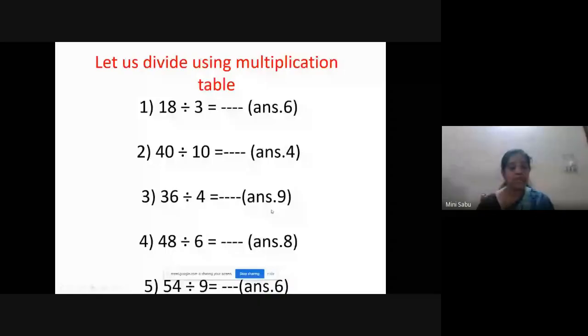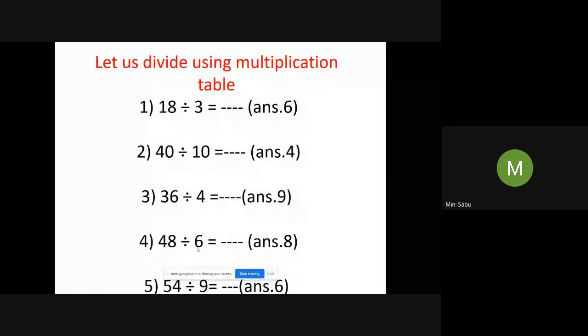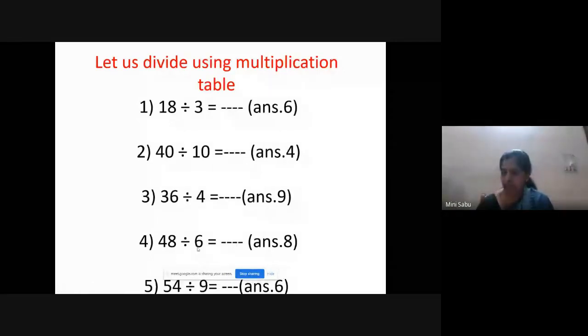Next question is question number 4. 48 divided by 6. Which table you have to say? Table of 6 till you get 48. 6 5s are 30. 6 6s are 36. 6 7s are 42. And 6 8s are 48. So the answer is 8.